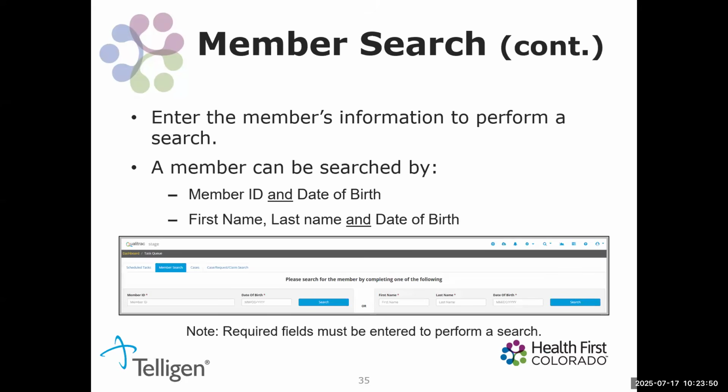So to pull up a member, you're going to have to enter the member's information. Talk a little bit about our asterisks. They all are required, so it's either/or. You can have member ID and date of birth, or first name, last name, and date of birth. The combos have to occur. You can't just type in Stacy Farrell and see every Stacy Farrell in the state of Colorado. You have to have specific information to access these members' hubs.